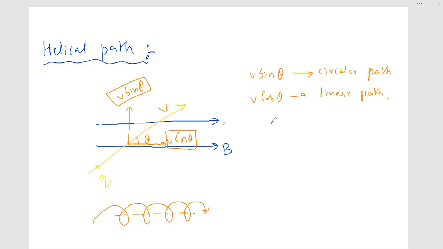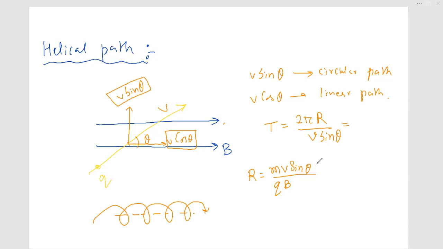So first, we will see what is the time period. So time period of revolution of this charged particle will be given by 2 pi into radius of the circular path divided by velocity component due to which it is moving in circular path, that is v sin theta. Now, how to find r? You know that r is equal to mv by qb. Again, here v will be that component due to which it is moving in the circular path.